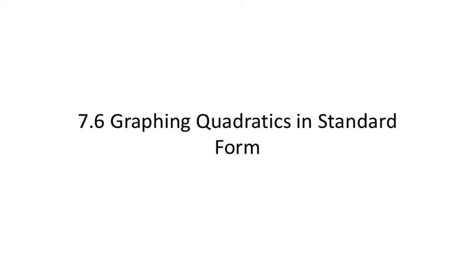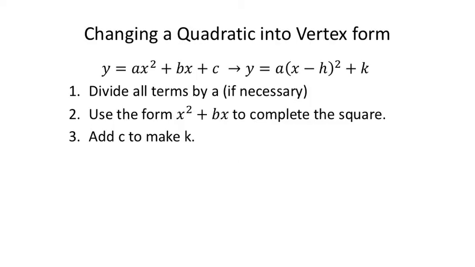7.6, graphing quadratics in standard form, which we've seen and we loved so much. Ax squared plus bx plus c, it can equal whatever you want. Y can equal y, but usually we want this to equal 0. Changing a quadratic into vertex form, which I guess we haven't done yet, but this completing the square stuff has come back on us.